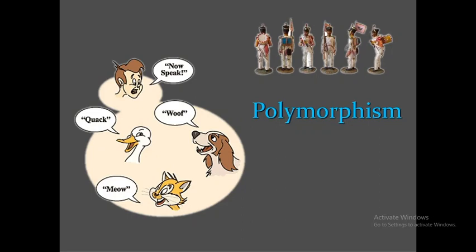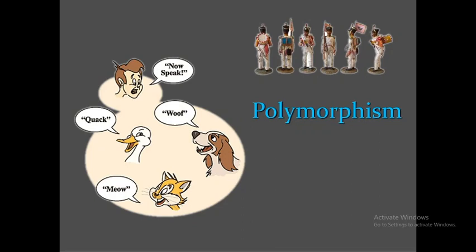Then the next very important feature, the third pillar of object oriented programming, is called polymorphism. What does poly mean? You must have heard the term poly and the term morph. Poly stands for many and morph stands for form. That is, many forms.